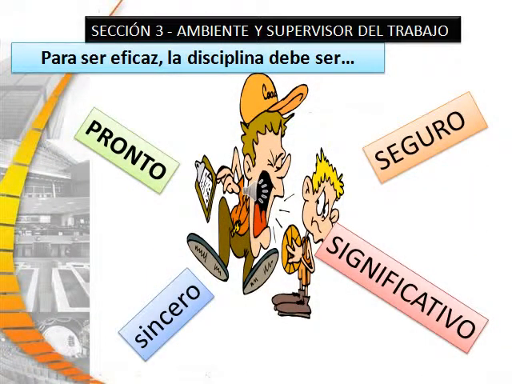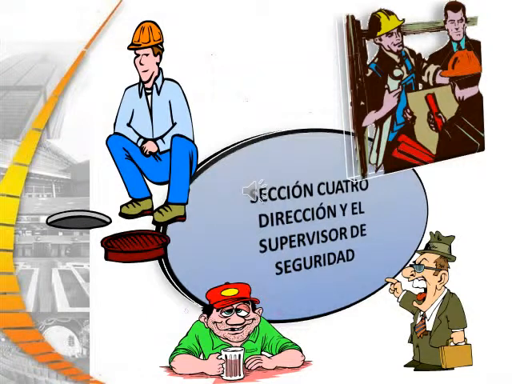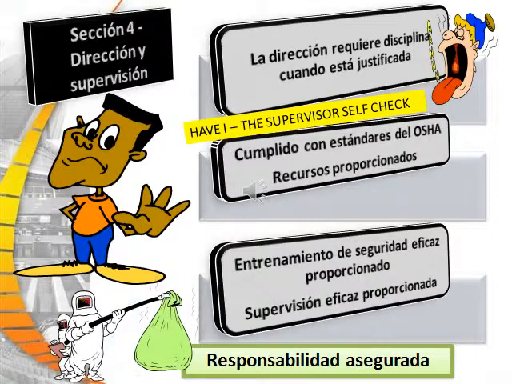To be effective, discipline should be soon, sincere, significant, and certain. Section 4, Leadership and the Safety Supervisor. Leadership requires discipline when justified. It must comply with OSHA standards, use provided resources, provide effective safety training and effective supervision, and ensure accountability for all involved.